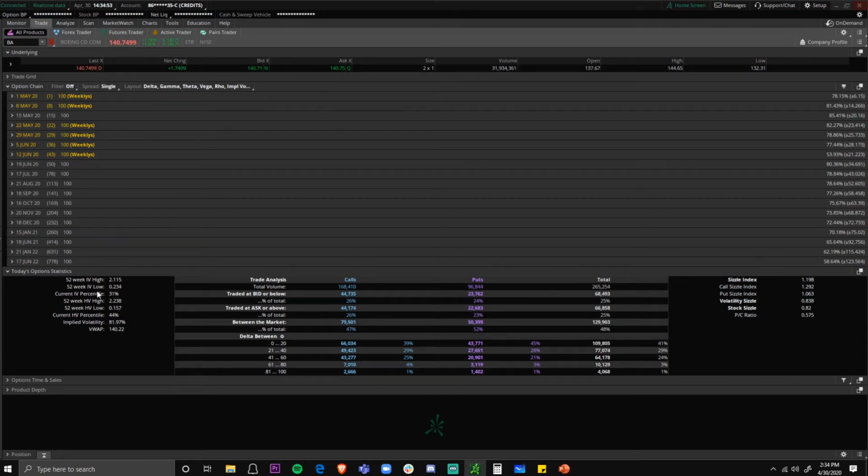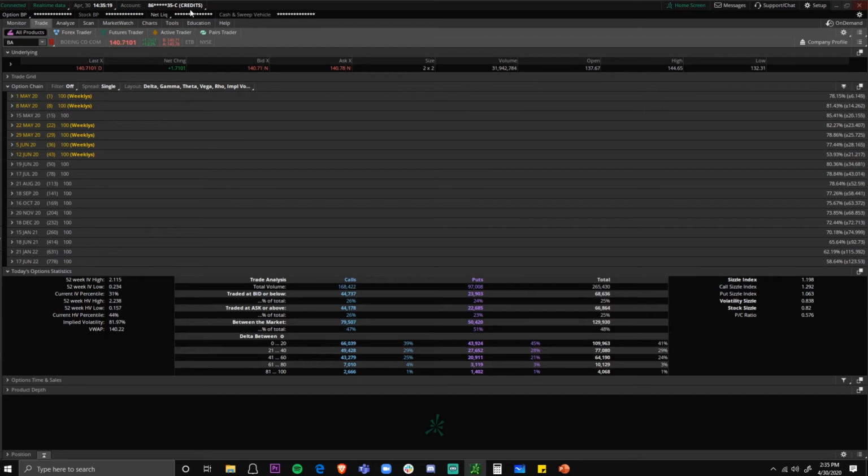So for instance, this current IV percentile is at 31, and then current historical volatility is at 44%. I know right here there's some room to go up, because right now this is telling me we're in the 31% range, and the 52-week high was 200%. So we're around 31% right now. So it still has room for those options to go up in value.